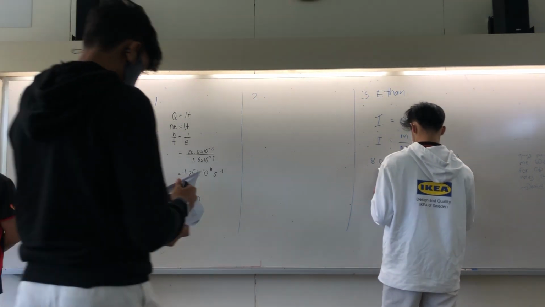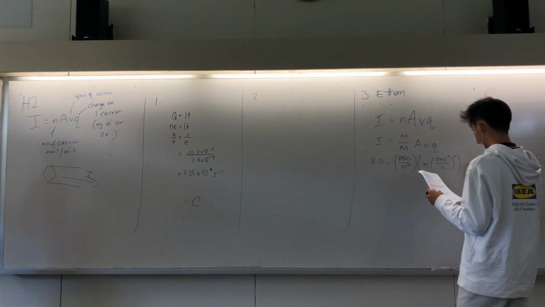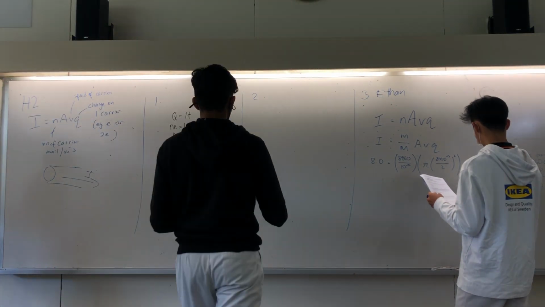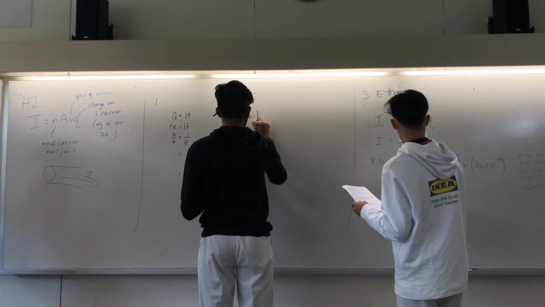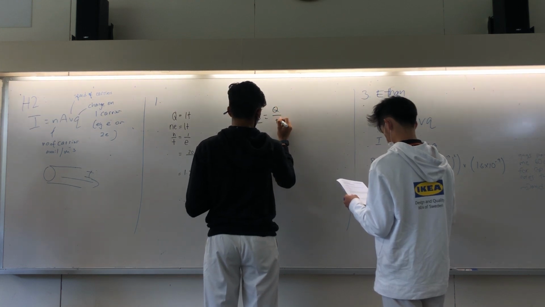Okay, Ethan, you're looking to divide by 2, right? They gave you the radius. Oh, the entire diameter they gave you. Yeah, you need to divide by 2.